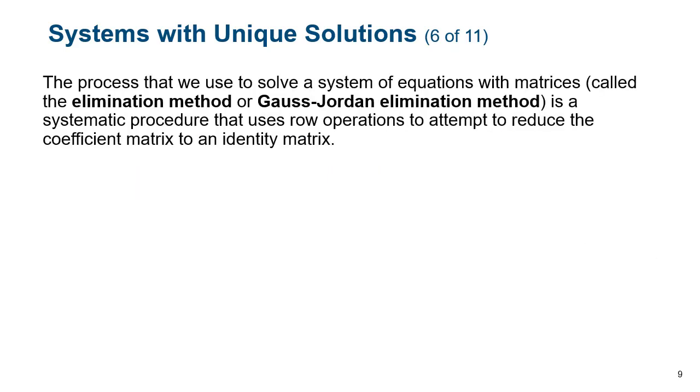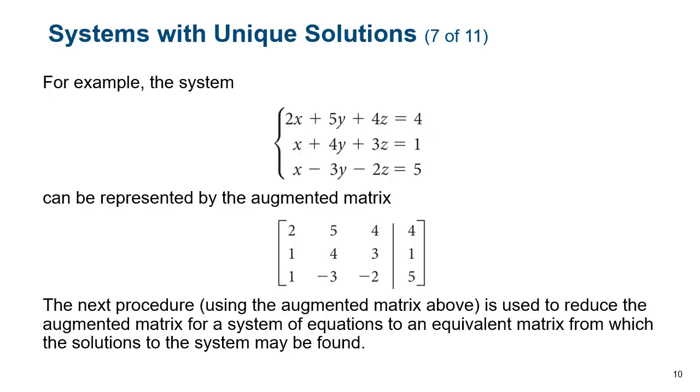The elimination method, or Gauss-Jordan elimination method, is this systematic procedure that uses these row operations to reduce the matrix, right? So that's just the name of what we're doing. So let's look at another example. Here's our starting system of equations, our augmented matrix.